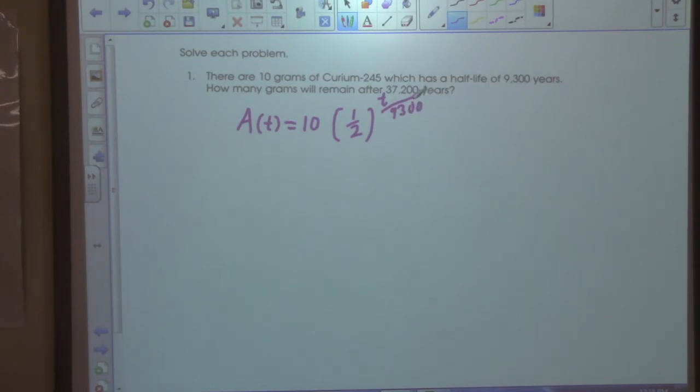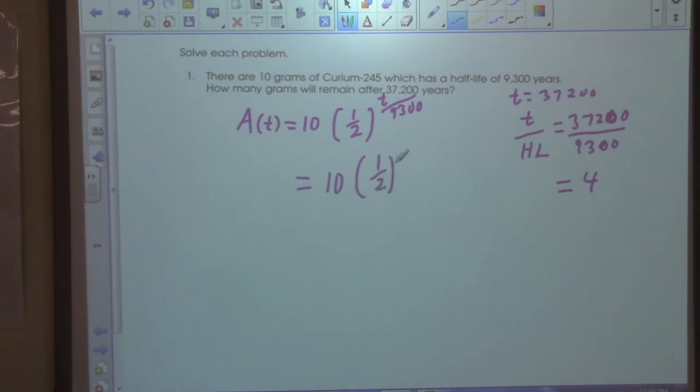And one thing you have going on here is that this is one you can actually do without a calculator, because for T equals 37,200, T over half-life is going to be equal to 37,200 over 9,300. And what's that going to be? It'll be a nice integer number. It'll be 4.